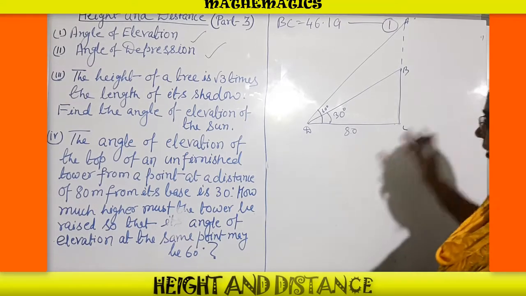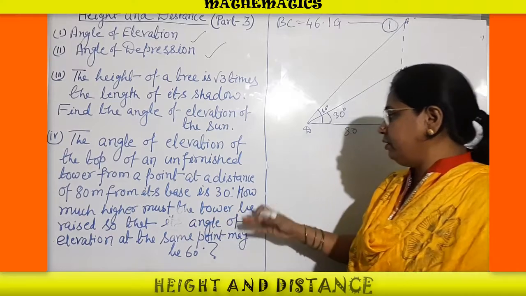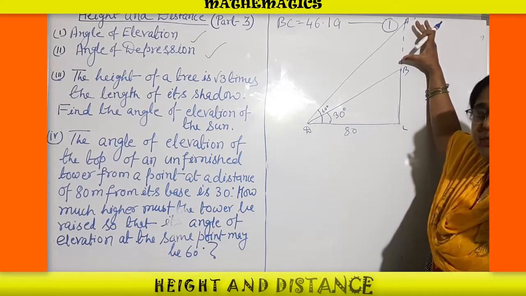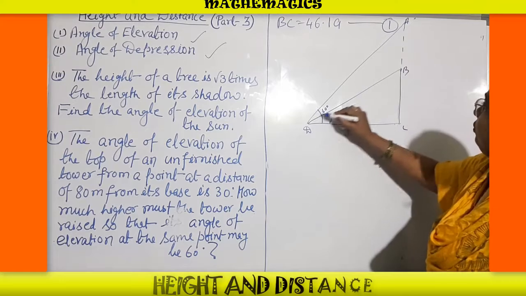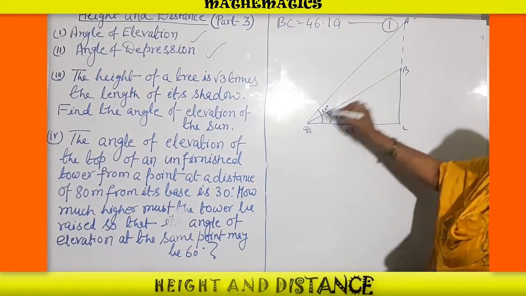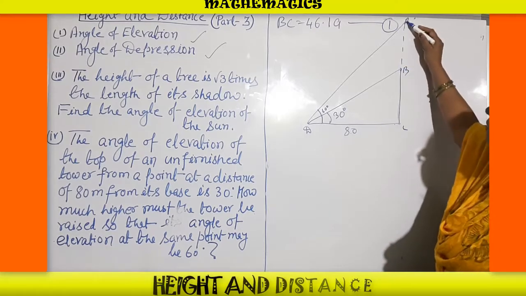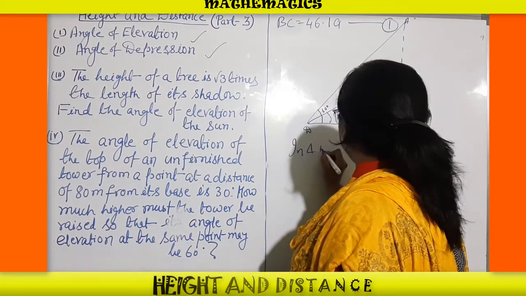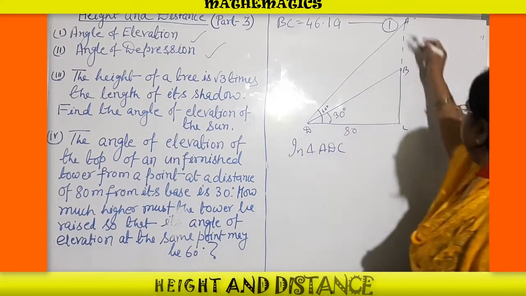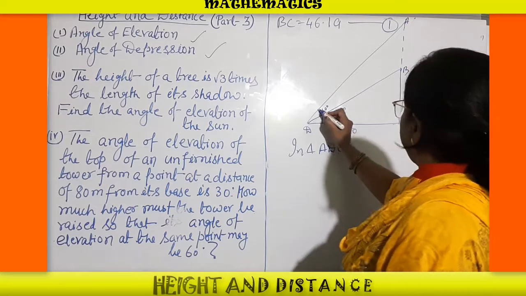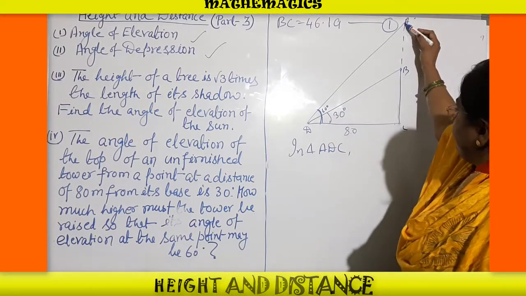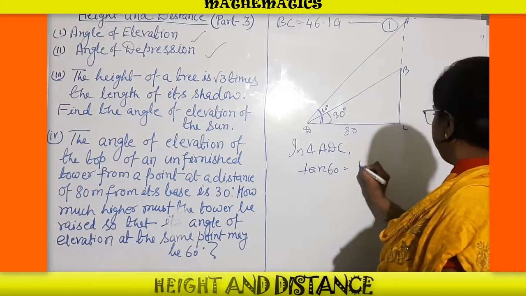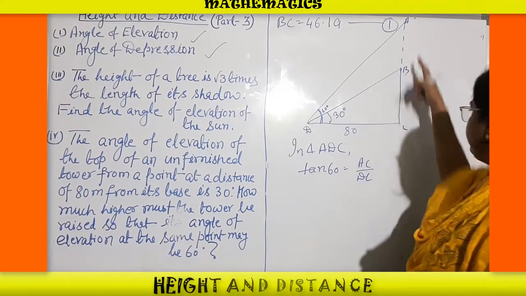Next going to start the next part. How much higher must the tower be raised? That means this portion we have to find. But trigonometry is always based on a right angle triangle. So directly we cannot find it through this acute angle. That's why we will take the whole triangle ADC. In triangle ADC, the angle of elevation of A is 60 degree. That's why tan 60 degree is again P by B, it means AC by DC.